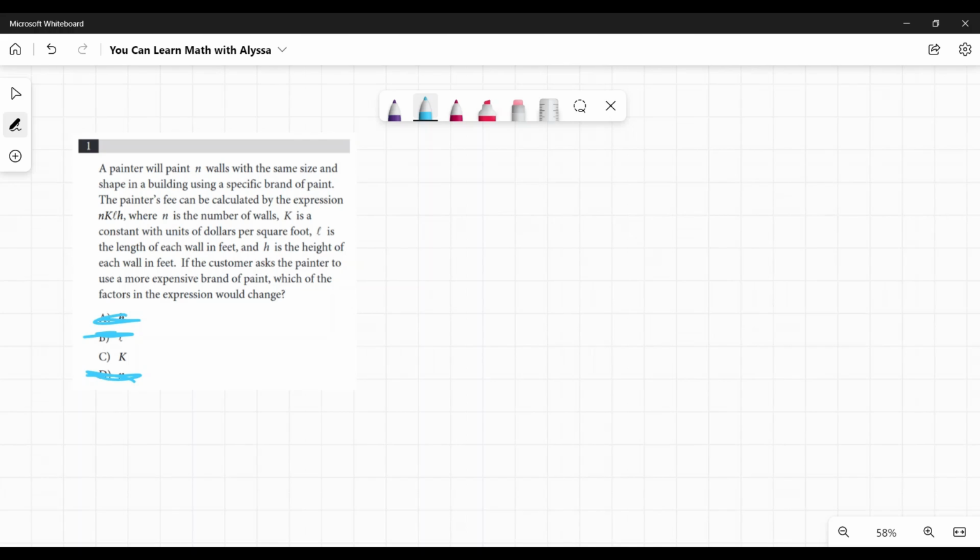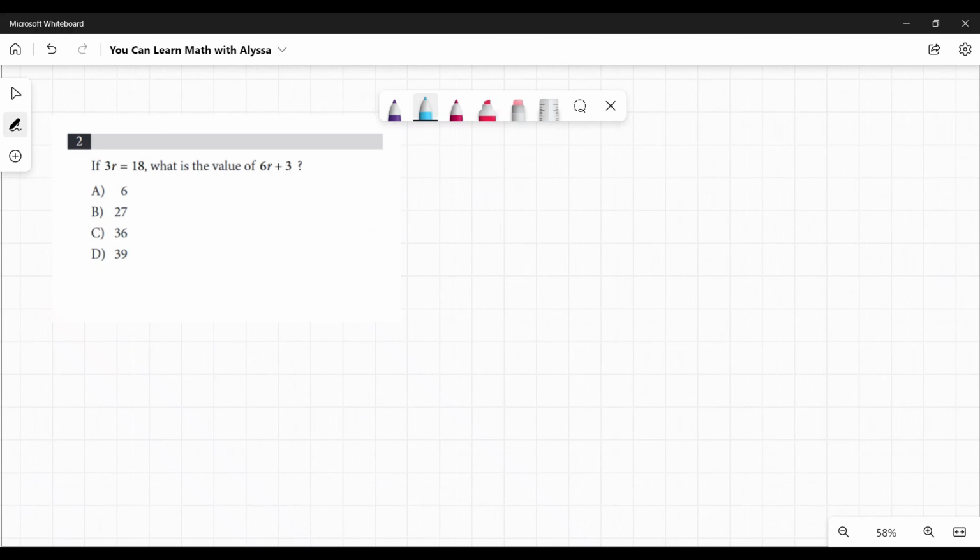Let's make sure it makes sense. K is the units of dollars per square foot, how much it's going to cost to paint each square foot. If we are using a more expensive brand of paint, that cost per square foot will change. K is our answer. Number 2, if 3r equals 18, what is the value of 6r plus 3?